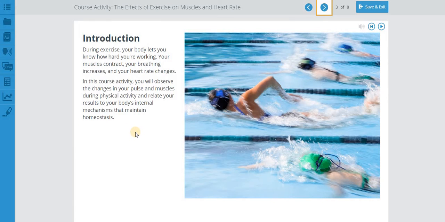In this activity, you're going to observe the changes in your pulse and muscles during physical activity and relate your results to your body's internal mechanisms that maintain homeostasis. And yes, I want you to look up that word. You need to know what it means.